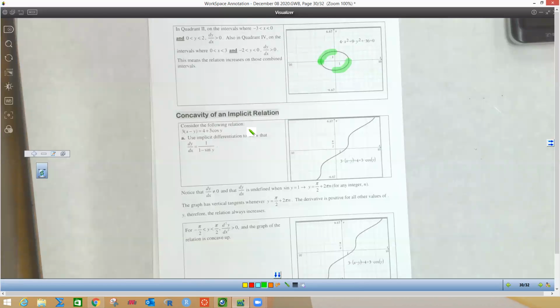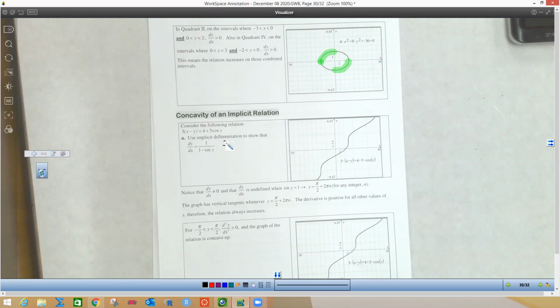Okay. Concavity of implicit differentiation. So now we're talking second derivative. This says consider the following relationship, using implicit differentiation to show dy/dx again. So we're going to do the same thing we just did a minute ago, but with this problem. I'm going to start from here and start doing derivatives.